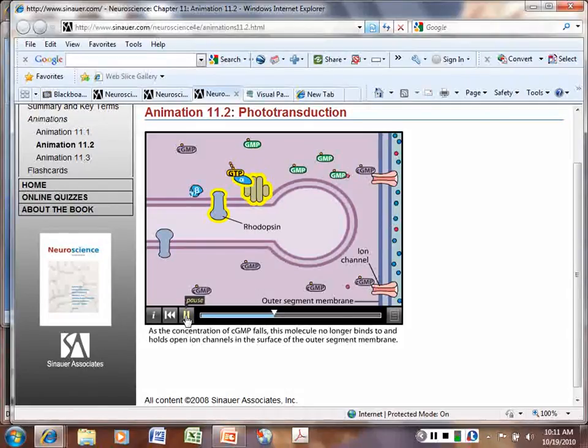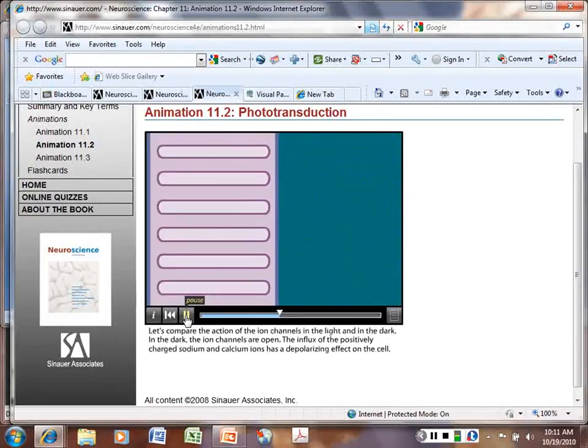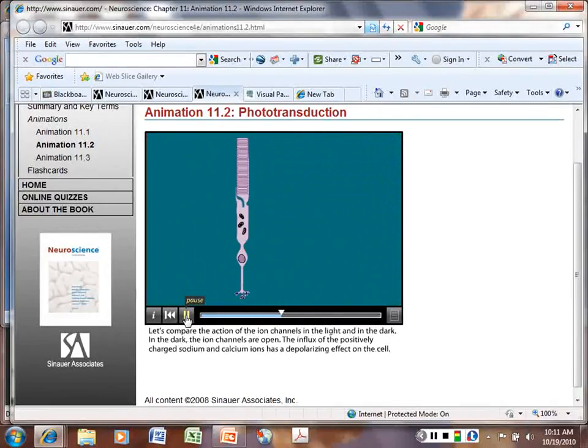As the concentration of cyclic GMP falls, the molecule no longer binds to and holds open ion channels in the surface of the outer segment membrane. Let's compare the action of the ion channels in the light and in the dark. In the dark, the ion channels are open.